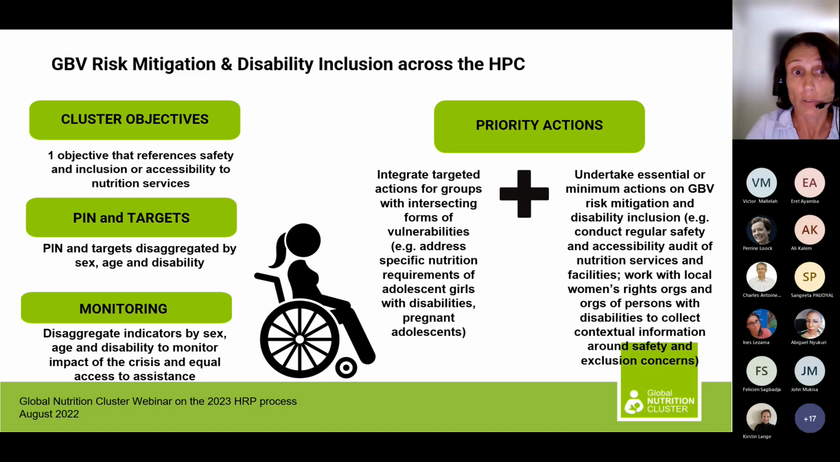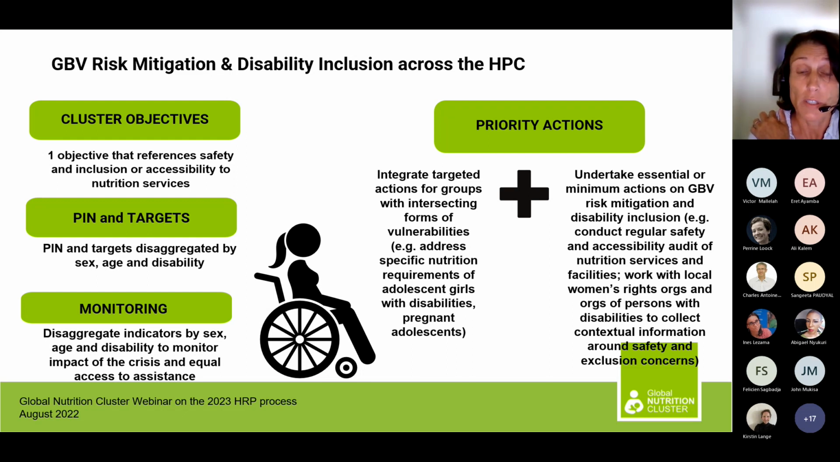Then there is to better monitor. It's very important to again disaggregate by age, sex, and disability for better follow-up, and we'll show examples of indicators. Then we have the priority actions listed here when it comes down to nutrition interventions. Here it's highlighted that it's very important to integrate targeted action for groups with intersecting forms of vulnerabilities. So here you have some examples, for instance, address specific nutrition requirements for adolescent girls with disabilities, among pregnant adolescents. And then it's important to undertake essential or minimum action on GBV risk mitigation and disability inclusion.